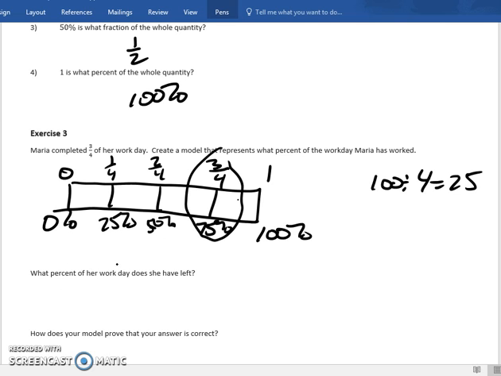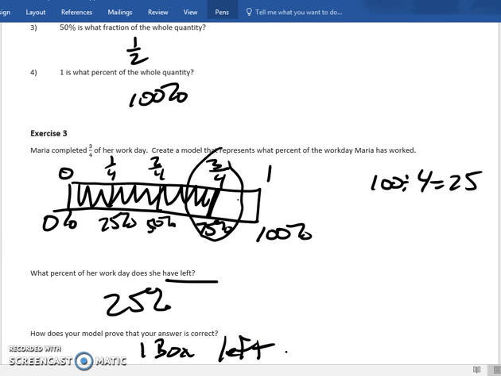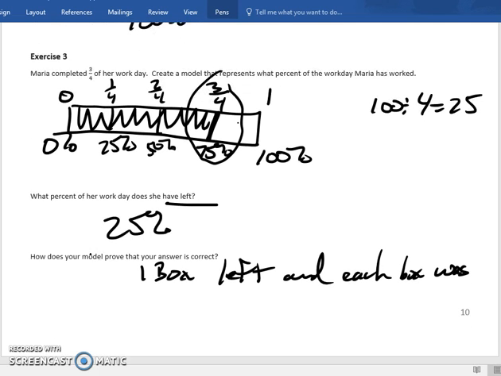All right. So she's completed 3/4. What does she have left? Well, if she's completed 75, she's only got 25% left. Watch the wording in the questions there, people. How does your model prove that your answer is correct? Well, if we look at it, she's made it all the way up to there, so she's completed all of this. All we have is 1 box left, and each box was worth 25%, which we had off to the side there. That's what we want there.